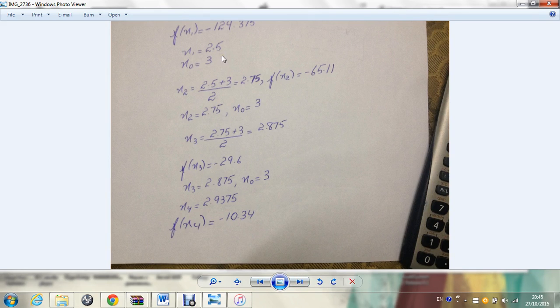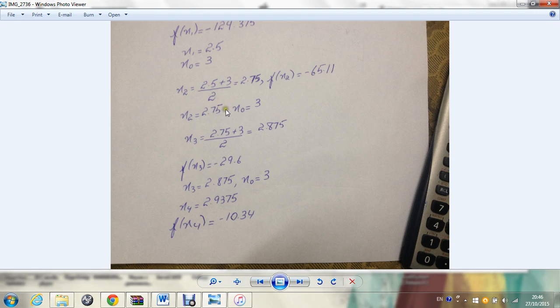We will take the average of these two values, 2.5 and 3, which comes as 2.75. Now we put this value, the fourth value, in the equation f of x. We will get minus 65.11. Now move on, x2 is 2.75 and x0 is 3.